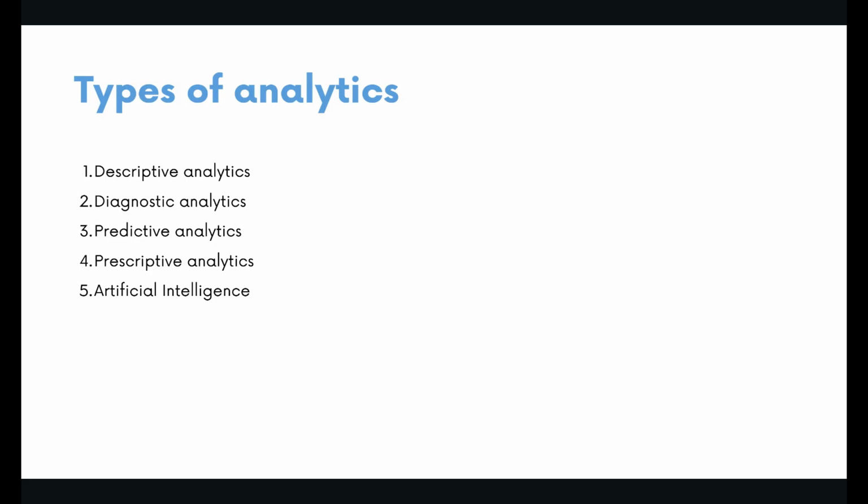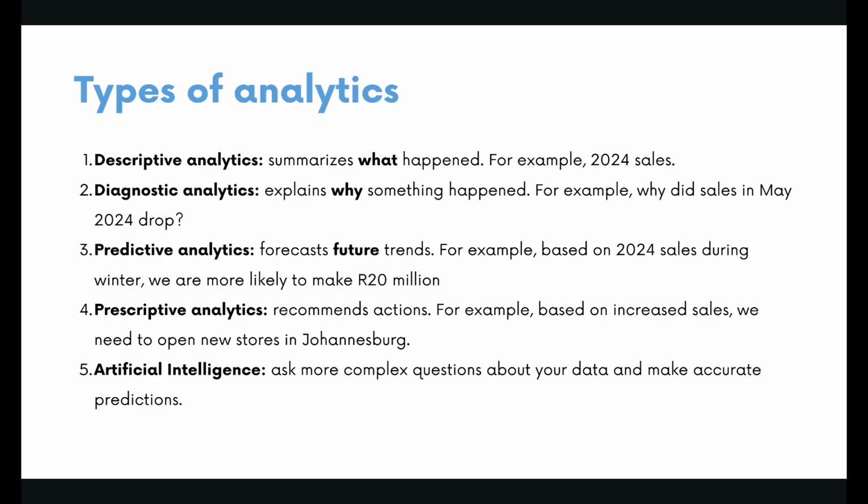Now let's look at the types of analytics. You probably have heard that there are things like descriptive analytics, diagnostic analytics, predictive, prescriptive, and there is now artificial intelligence. So what exactly are these, and do they even have value? When we talk about descriptive analytics, we're talking about what happened. So this is really a summary of what happened. For example, sales of 2024. By looking at or visualizing the sales of 2024, you are telling us what happened. So that kind of analytics is called descriptive analytics.